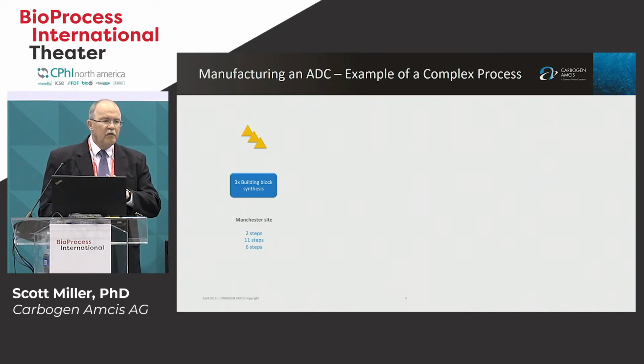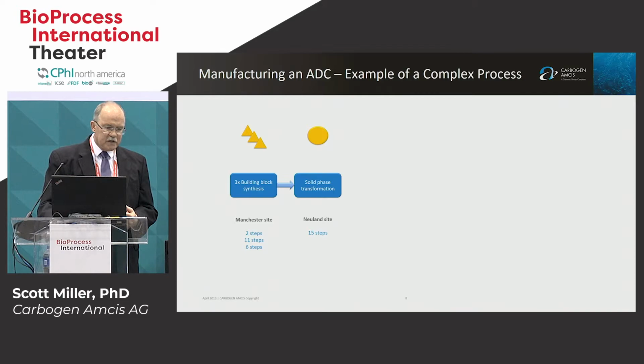The sites will be mentioned here of our facility, and at the end of the talk, I'll give an overview of our company. But this is building a large molecule payload that was manufactured at our facilities. Building blocks being made under non-GMP, standard small molecule chemistry. 3 components, 11 steps, and 6 steps for each of those components, made in pretty much kilogram scale, followed by a 15-step solid phase synthesis in our Neuland facility in Switzerland.